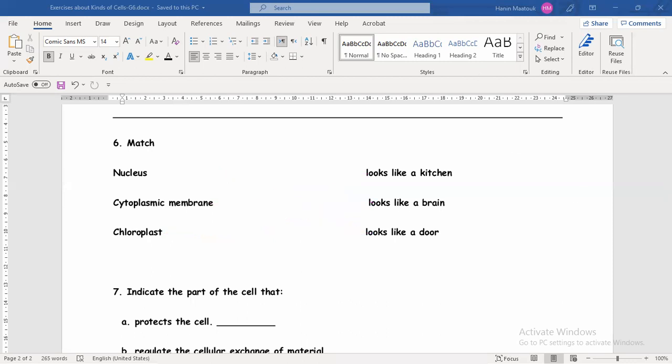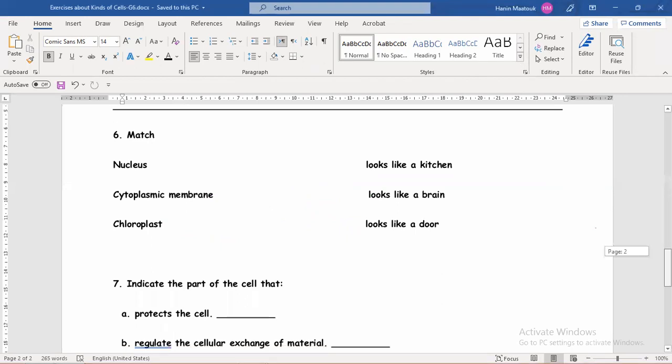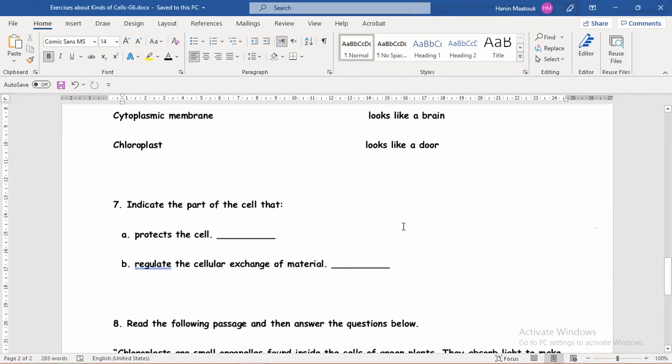Now let's move to the seventh question. The seventh question starts with the verb indicate. When I have a question that starts with indicate, that means I just have to write the name of the thing that they are asking me about, without any explanation, without a justification, without saying why. The first one: indicate the part of the cell that protects the cell, so I have to write only the name of the part of the cell that protects the cell.